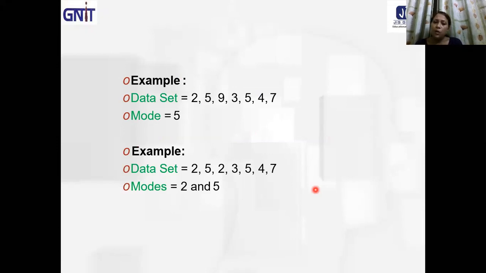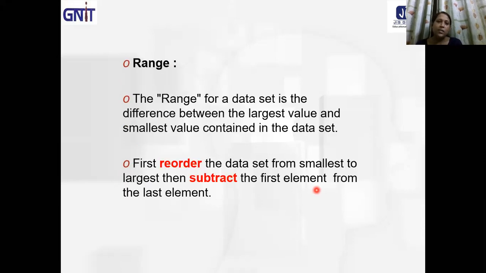Now, if we go for the next data set, that is 2, 5, 2, 3, 5, 4, 7. Here we can see 2 is occurring twice, 5 is occurring twice, 3 is occurring once, 4 once, 7 once. So 2 and 5 both occur twice, so this is a bimodal data set. The modes are 2 and 5. So this is called a bimodal data set.